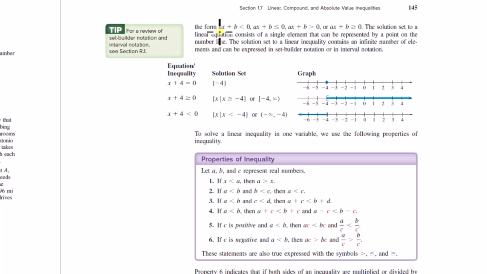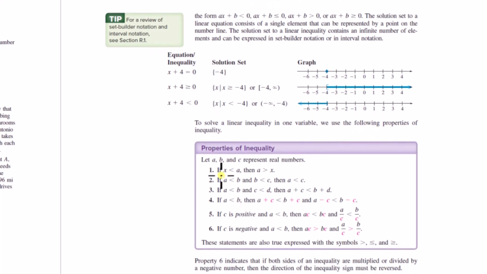A linear inequality is the exact same thing as a linear equation, except instead of equals, you have an inequality sign. The solution set to a linear equation consists of a single element that can be represented by a point on the number line, right? The solution set to x plus 4 is equal to 0 is just one number, minus 4, a point. But the solution set to x plus 4 is greater than or equal to 0 is everything that's greater than or equal to minus 4 on the number line, right? The solution set is different. To solve a linear inequality in one variable, we use the following properties of inequality.